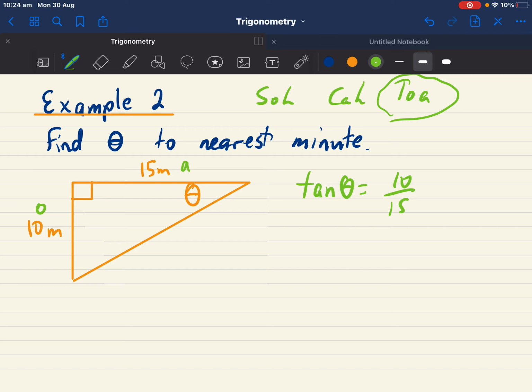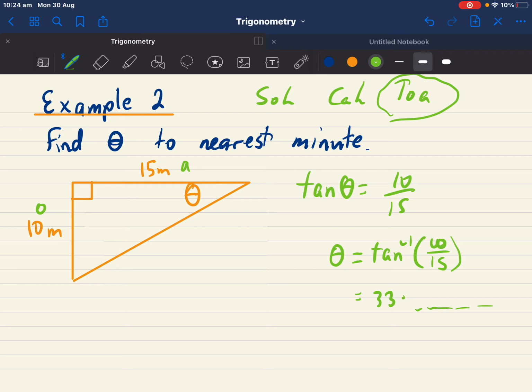We've written out our trig ratio. And now we're trying to find the angle. It means we've got to get rid of this tan. We take that tan to the other side where it becomes the opposite of tan, or in other words, inverse tan. And again, we're just left with typing this into our calculator. So this time you press shift tan, 10 over 15, press equals, and you will get an answer which is like 33 point something. It's some sort of long decimal, right?